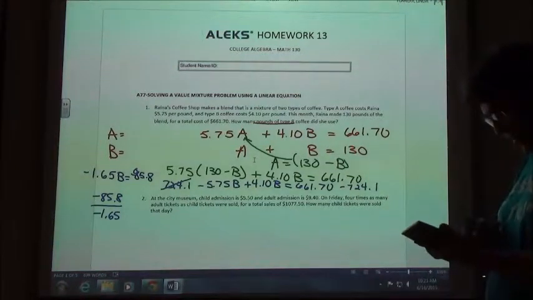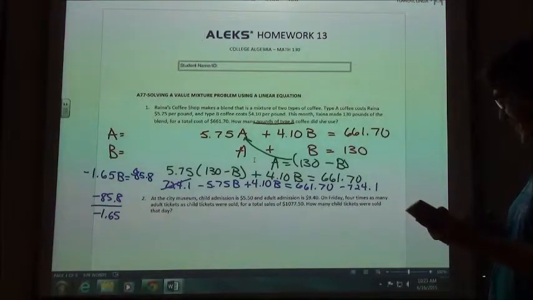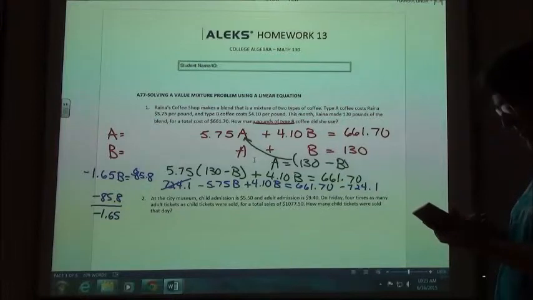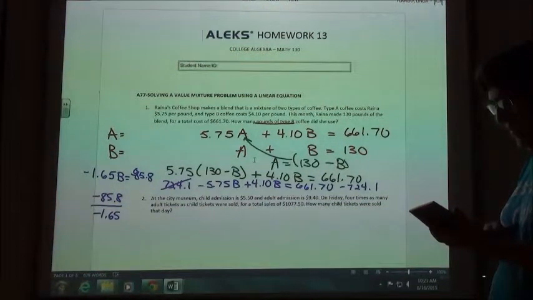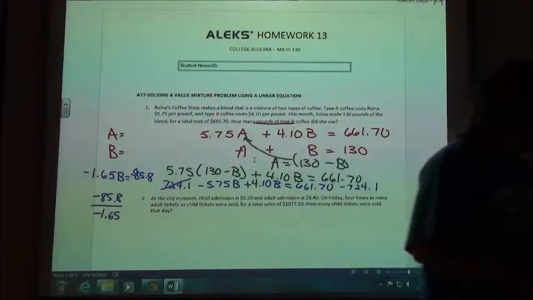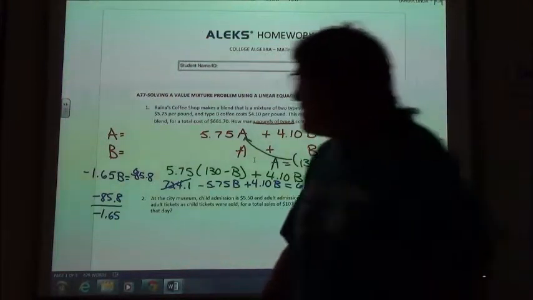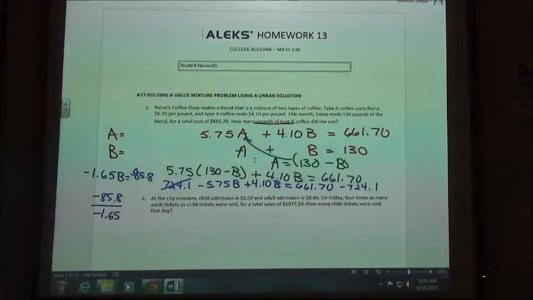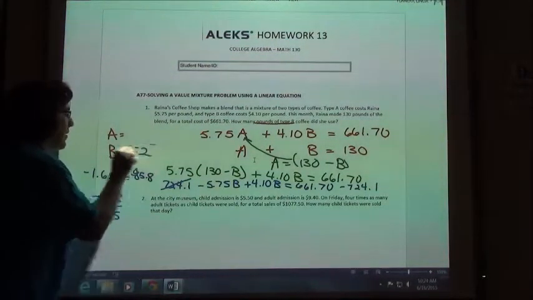Looking at me funny, is it not coming out right? Oh, it comes out okay. What are you getting? 52. Good, that's what I got too.